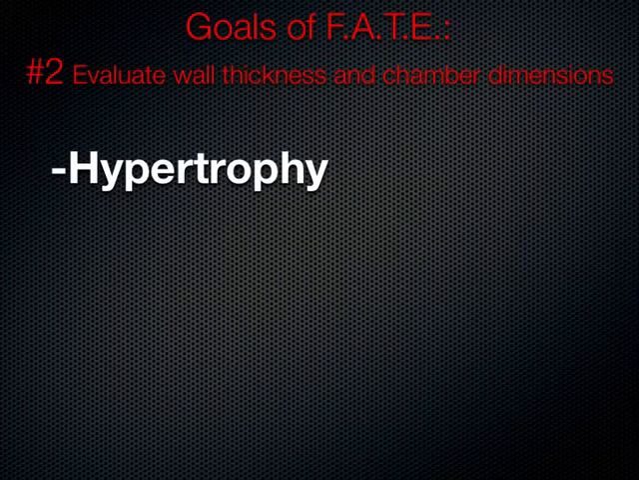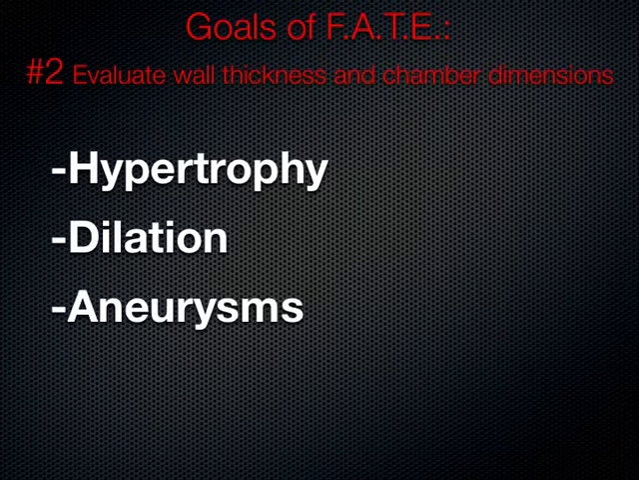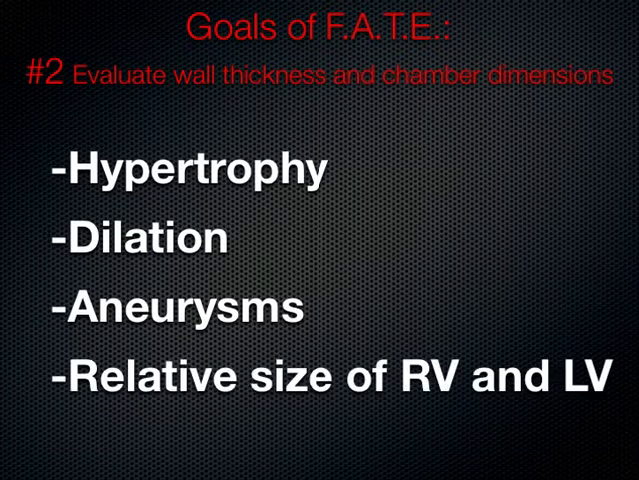Now, number 2 goal of FATE is to evaluate the wall thickness and the chamber dimensions. The wall thickness for hypertrophy and the chambers for dilatation. Sometimes you can see aneurysms, an aneurysmal part of either ventricle, and you want to look at the relative size of the RV. The RV should be 2/3 the size of the LV.